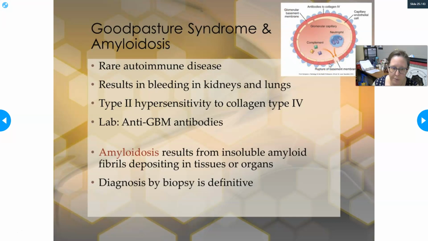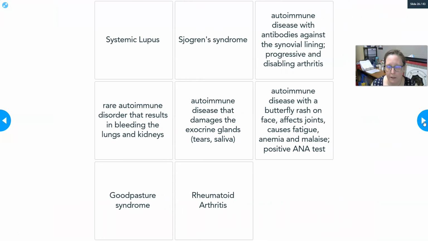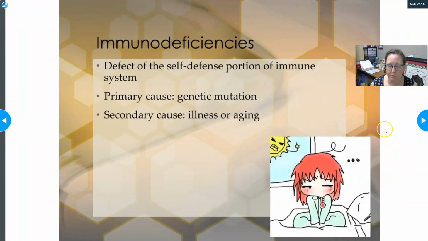And amyloidosis is insoluble amyloid fibrils that deposit all over the body and tissue organs and cause dysfunction of those organs, and is diagnosed only by biopsy. So a little activity for my class to match up.